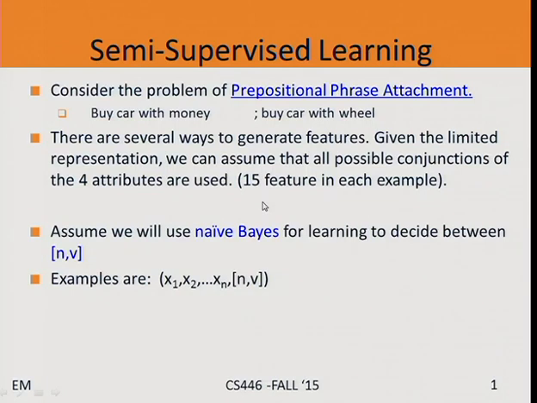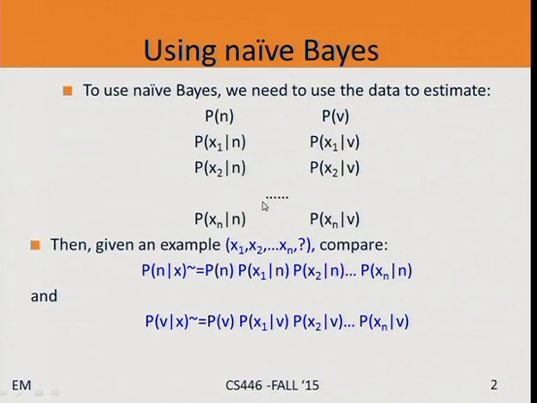Okay, hopefully by now you know about feature transformations. And I'm going to use naive Bayes for this algorithm, to distinguish between noun attachment, N, and verb attachment, V. And my examples are these, x1 up to xn with the label. Okay, so this is what I'm going to do.